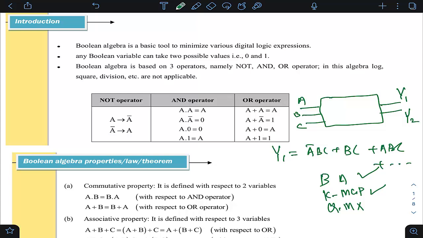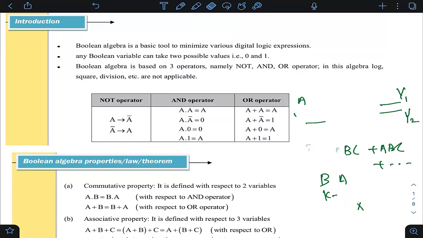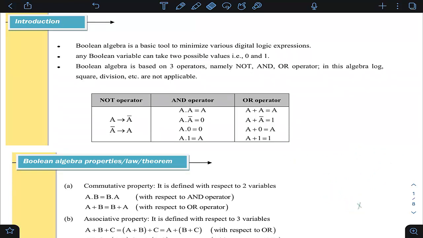So what is Boolean algebra? Boolean algebra is a tool to minimize or simplify a given logical expression. We'll have some expression, and for that we want a simplified expression, so we'll be using Boolean algebra. Let us see some intro part of this. The first point I have written here is that Boolean algebra is a basic tool to minimize various digital logic expressions. Any Boolean variable can take 2 possible values, that is 0 and 1.